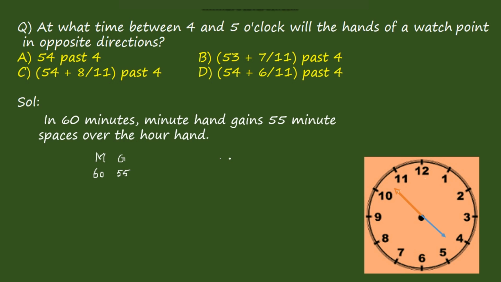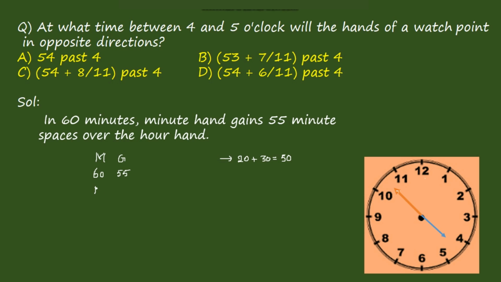First, the minutes hand would be moving from 12 to 4. It's nothing but 20 minutes, plus it should move in a straight line, then from here to here. It's nothing but 30 minutes, which makes 50 minutes gain. Therefore, the minutes hand goes from here to here, and it becomes a 50 minutes gain.